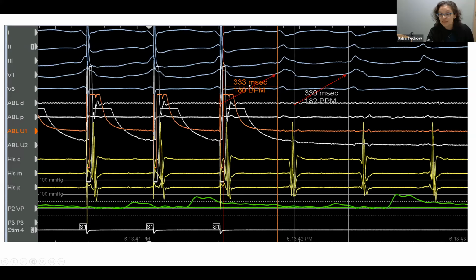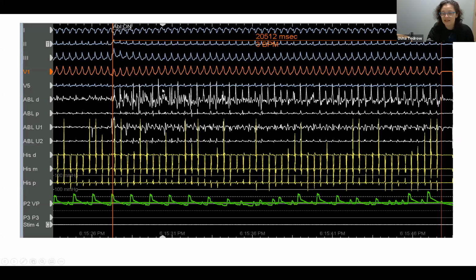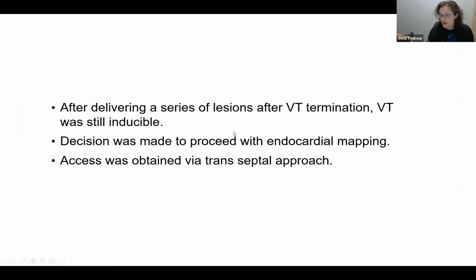We induced VT and we entrained, and we could only find sites that had a really long stim to QRS during entrainment. These were consistent with an inner loop kind of site rather than a real isthmus kind of site. In keeping with that, we could terminate VT, but only after nearly 20 seconds plus of RF. So VT was still inducible after that.